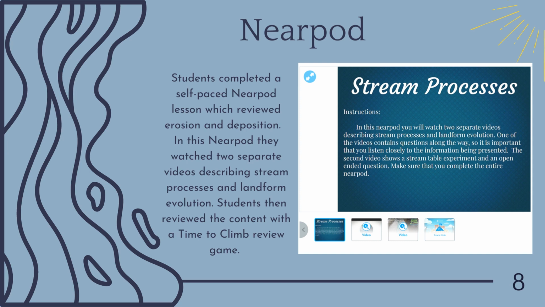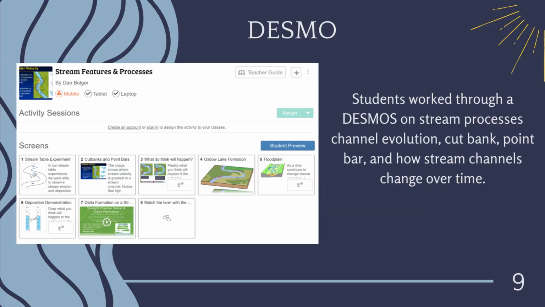The students also completed a self-paced Nearpod lesson, which reviewed erosion and deposition. In this Nearpod, they watched two separate videos describing stream processes and landform evolution, and then reviewed the content with a Time to Climb review game. Students also worked on a Desmos module on stream processes and how stream channels change over time. In this Desmos, students had to drag and drop, have discussion, and write short responses to complete the tasks.